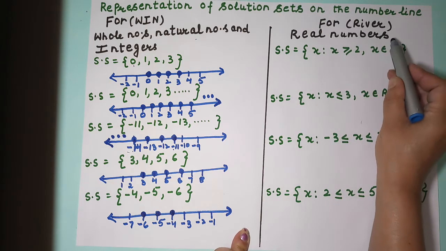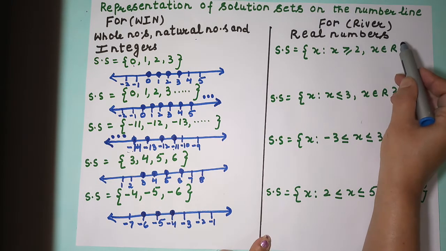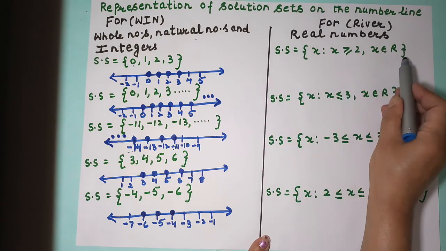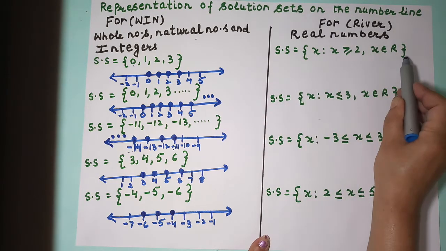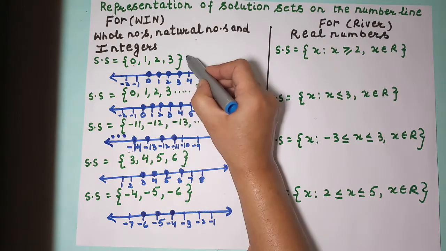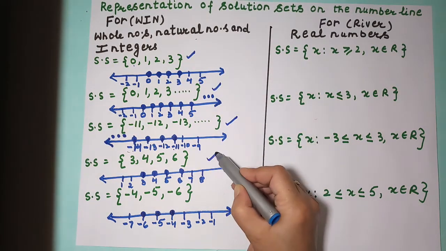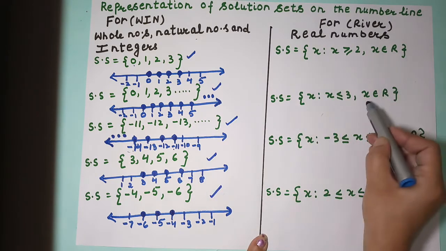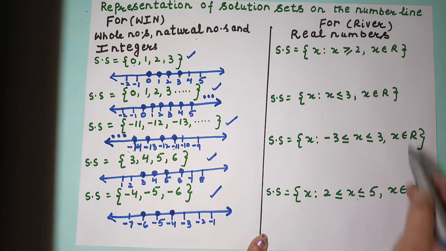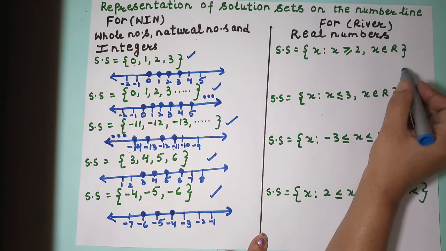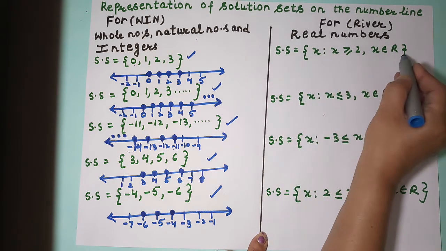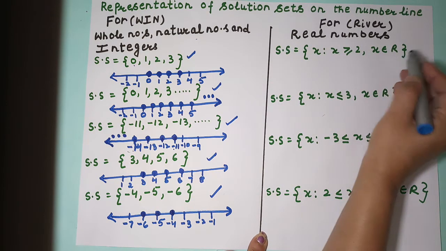First thing that we need to remember is that when we are writing the solution set for the real numbers, it should always be in the set builder form. Here you saw that all the sets were in roster form, right? Here you will find all the solution sets in the set builder form. Okay, so let's plot this solution set on a number line for real numbers.